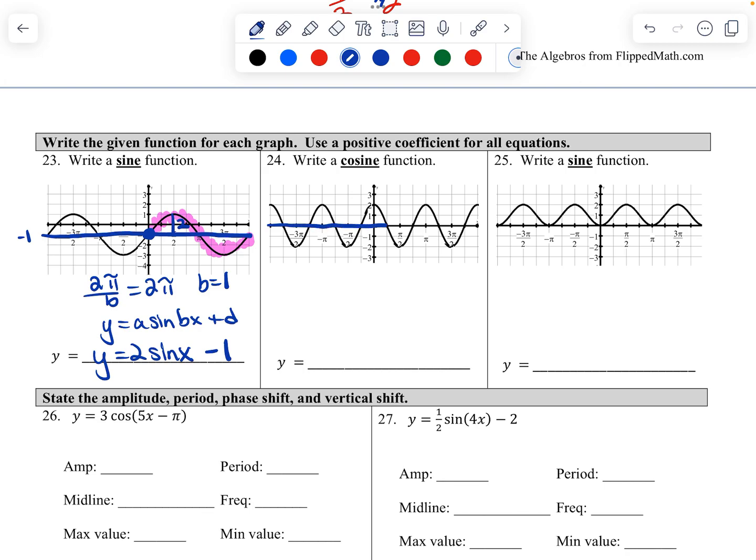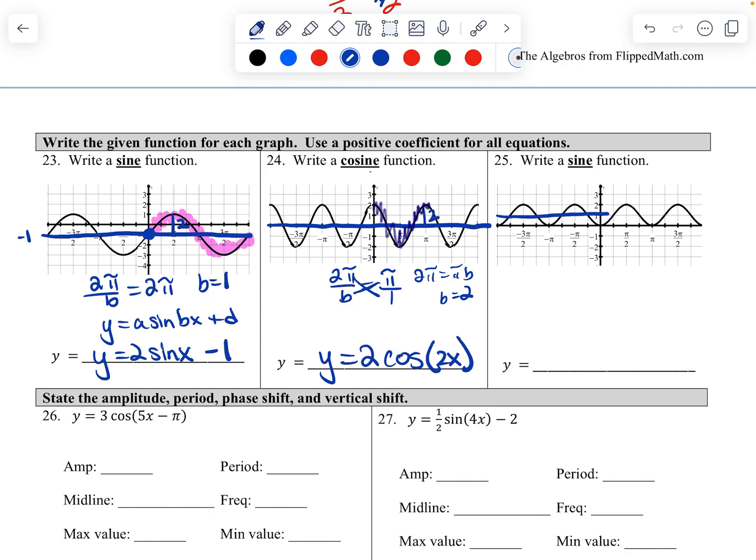So our next one, it looks like our midline's at 0. Our amplitude is 2. And this is a cosine. Well, cosine starts high, so there we're good, but our period is just right there. So 2 pi over b equals pi. So I could put it over 1. So 2 pi equals pi times b, so b equals 2. And there's no shift, so this would just be y equals 2 cosine of 2x.